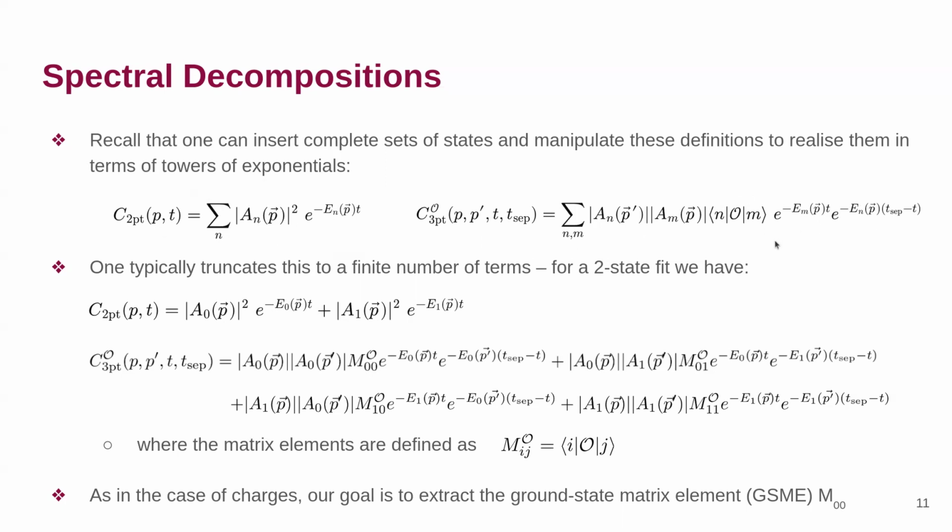Now, just as you would have done in the previous classes, we want to perform fits to the correlators. So we take these expressions and truncate them to some finite number of terms. We might take, say, a 2-state fit for which the corresponding expressions for the 2-point and 3-point correlators are given below. And these are things that hopefully you've seen before. The thing to highlight again is that the quantity that we're really interested in is this ground state matrix element. So this thing I'm labeling Mij, it's M00 that we are really interested in. And this is just the same as what we would have seen for studying charges.